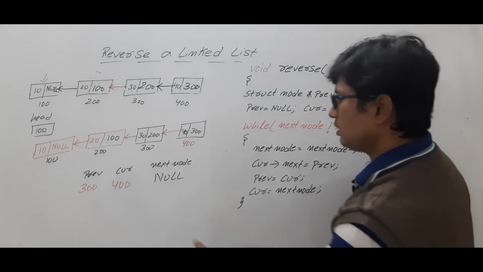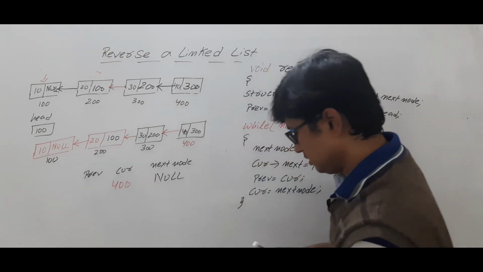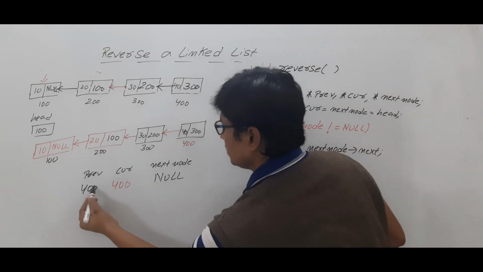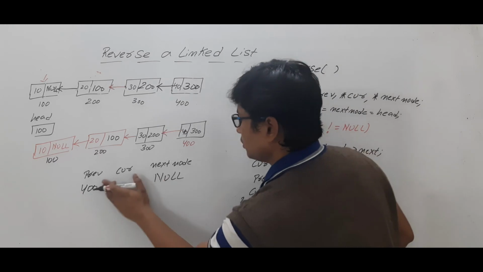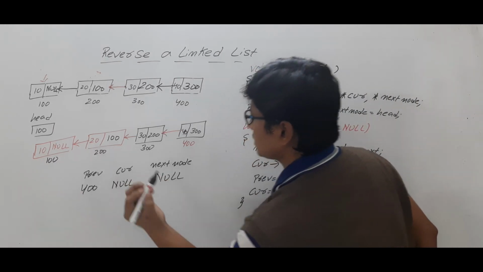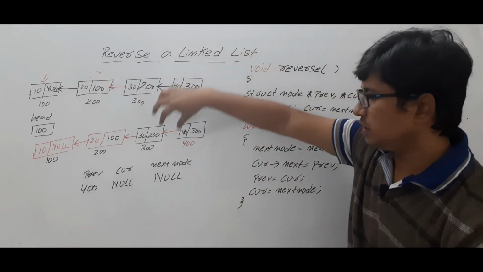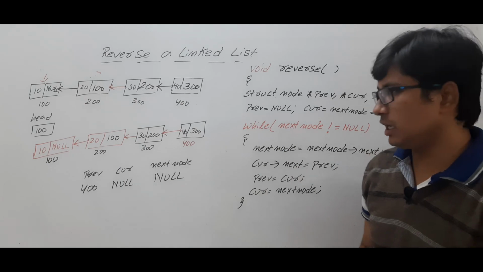Is it clear? Now previous is equal to current. So here you will get the address as 400. Current is equal to next node. So null will come. Is it clear? So now previous node is pointing to the last node and current and next node become null pointers.